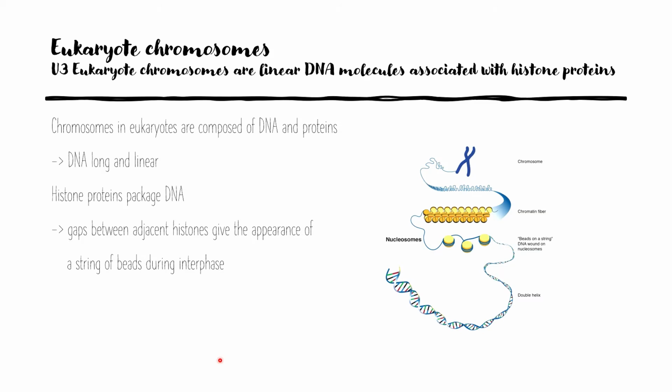Understanding 3. Eukaryote chromosomes. Chromosomes in eukaryotes are composed of DNA and proteins. And the DNA in eukaryotes is long and linear. Histones are proteins that pack the DNA. So these histone proteins are the proteins that are associated with DNA in eukaryotes. And we can see that these yellow structures in this image are histone proteins.